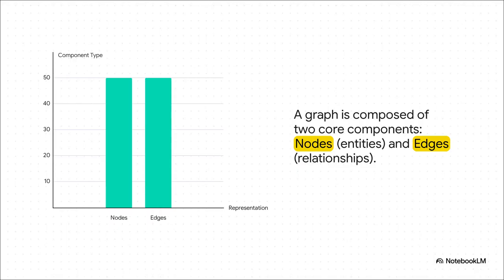And this breaks it down perfectly. A graph has just two main ingredients. First, you've got nodes. Those are the entities, the people, the places, the concepts. Think of them as the nouns. And then you've got edges. Those are the relationships that connect the nodes. Think of those as the verbs, like wrote, presented at, or located in. That's it. That simple structure is the backbone for everything else we're going to talk about.